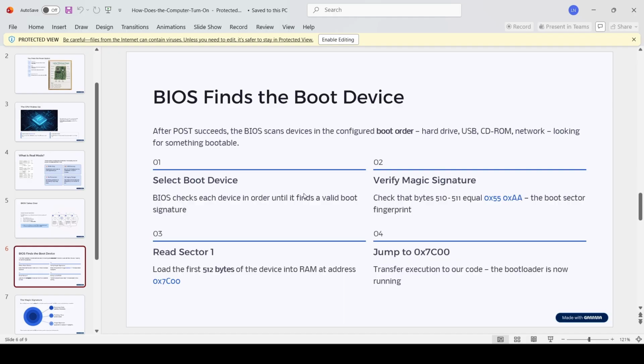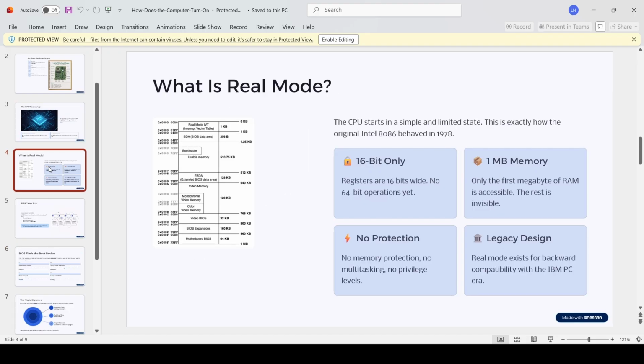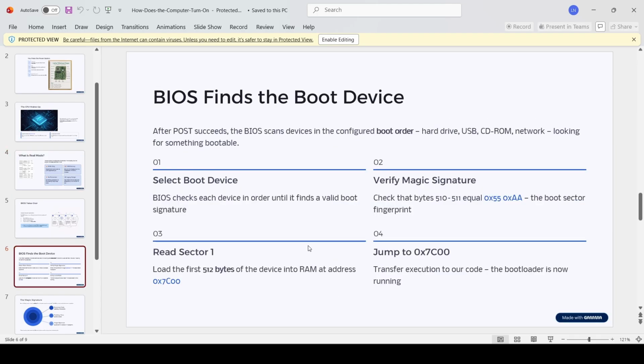It goes to every device and checks the magic signature, and if the signature matches, it will load the first 512 bytes of that device to the address 7C00. So this was the address. This 7C00 is the address in the first 1 MB of memory mapping where we will load our bootloader, and then we will jump to this address to execute the bootloader.